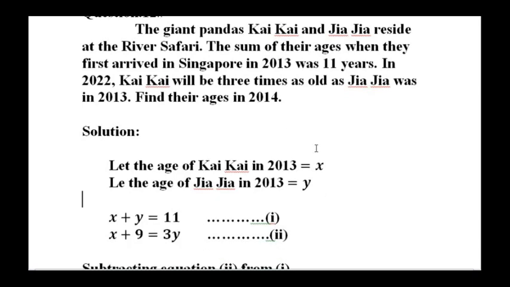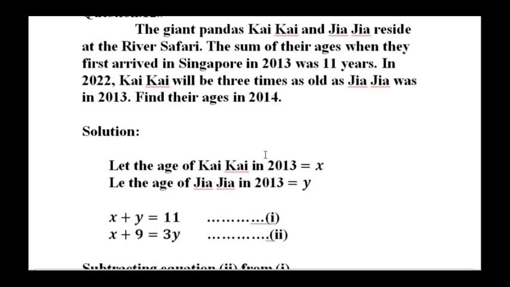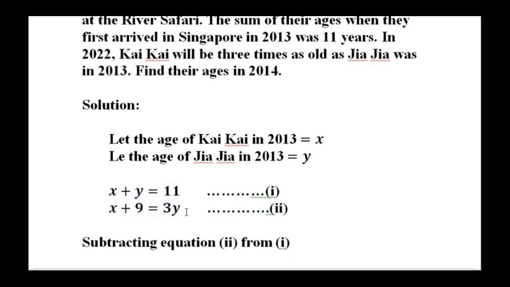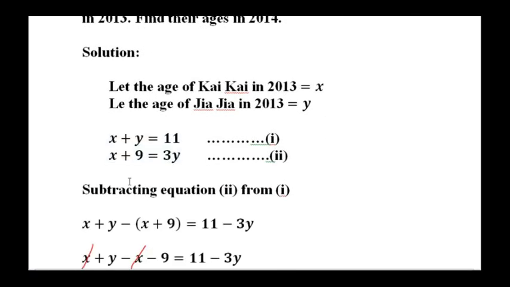Now, we don't know their ages. So let's take the age of Kai Kai in 2013 as x and the age of Jia Jia in 2013 as y. According to the first condition of the question, the sum of their ages is 11 years in 2013. So we can write the equation as x plus y equals 11. The second condition states that in 2022, Kai Kai will be 3 times as old as Jia Jia was in 2013. So we can write the equation as x plus 9 equals 3y.